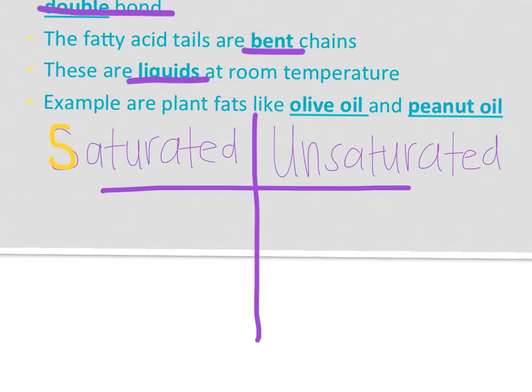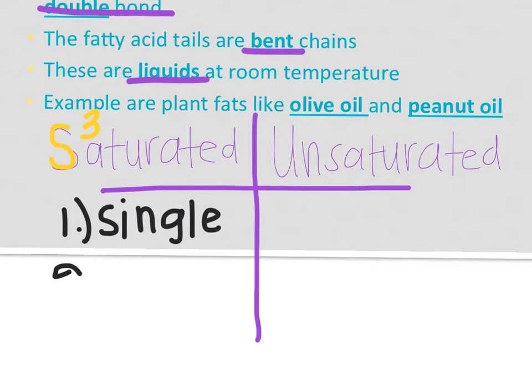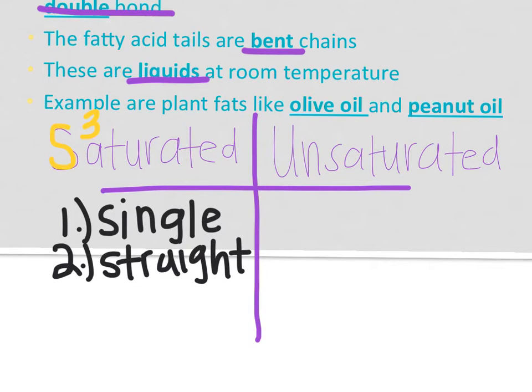So S cubed. The first thing we would write is that they have single bonds. The second thing we would write would be straight for our straight chain tails. And the third thing we would write would be that they are solids at room temperature. Now, if saturated are all of these characteristics, unsaturated has to be the opposite.